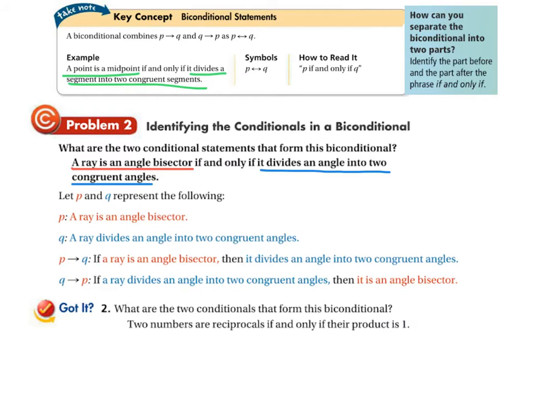Try that with yours right here. Two numbers are reciprocals if and only if their product is 1. Split it into two conditional statements now.